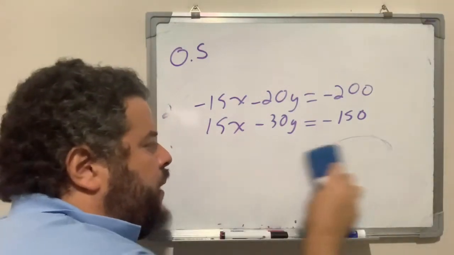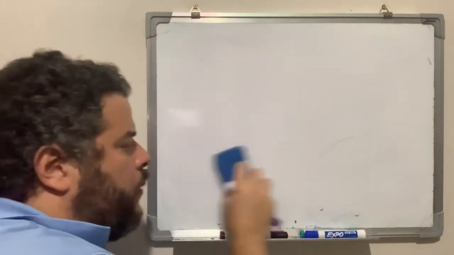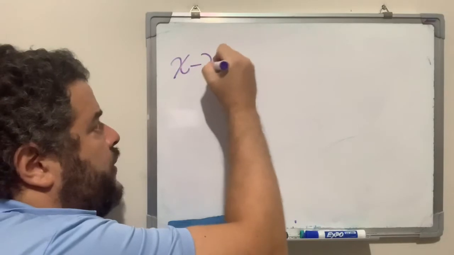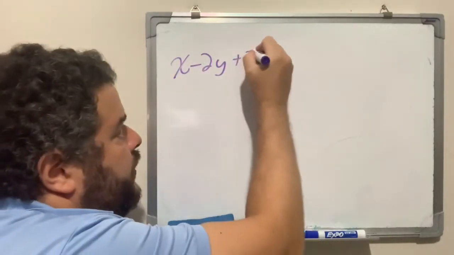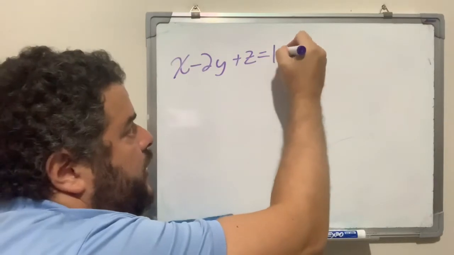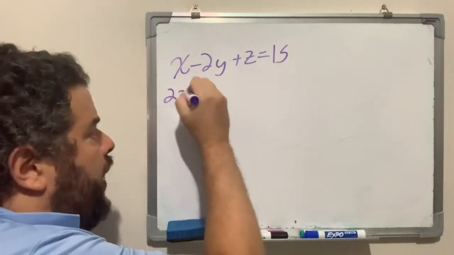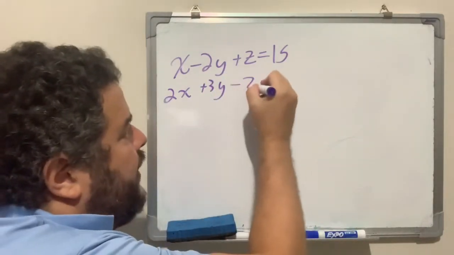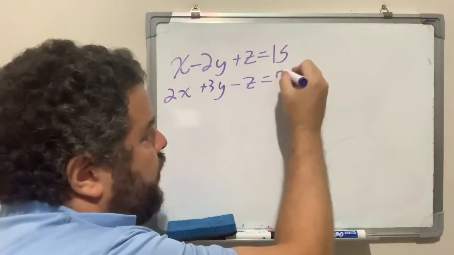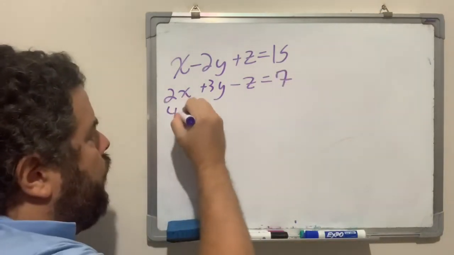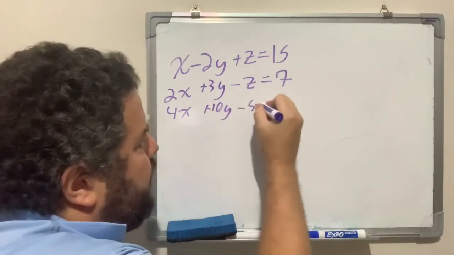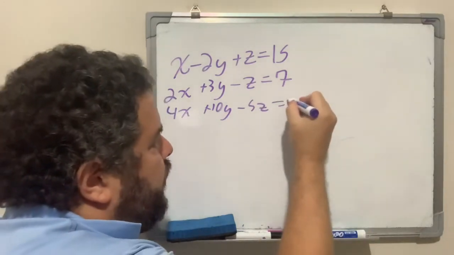Example 4 is elimination, only now we're working with 3 variables. And this is a little trickier. So let's continue. Let's go ahead and do this. x minus 2y plus z equals 15. 2x plus 3y minus z equals 7. And last one, 4x plus 10y minus 5z equals negative 3.